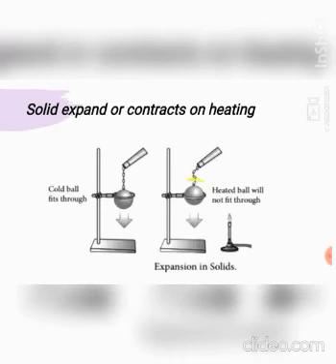In this experiment the solid gets expanded. The size of the iron ball gets expanded, and that is the reason why we are not able to insert the ball into the ring. This was expanded due to heating. So we have heated the ball and this is the reason the ball got expanded and we are not able to insert the ball into the ring.